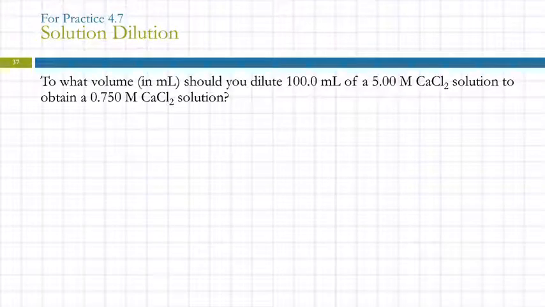So let's do a problem where we use that equation. To what volume in milliliters should you dilute 100.0 milliliters of a 5 molar calcium chloride solution to obtain a 0.750 molar calcium chloride solution? So the story is, in the stockroom we've got 5 molar calcium chloride, but our experiment calls for 0.75 molar calcium chloride. We need to dilute this. Okay? So we're going to take these numbers and write them down.